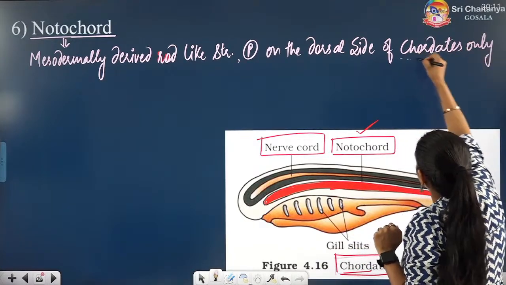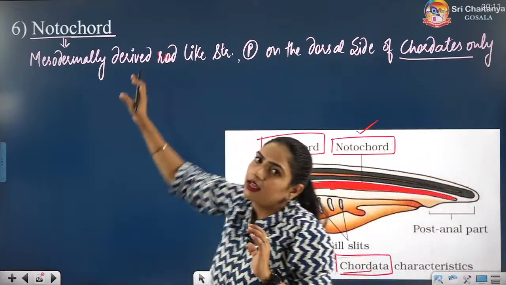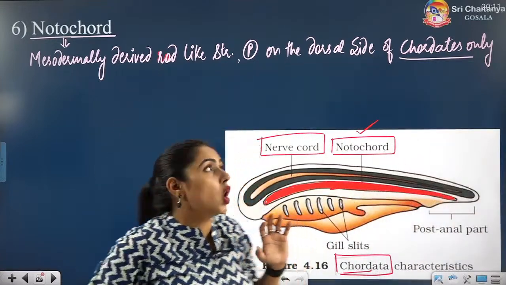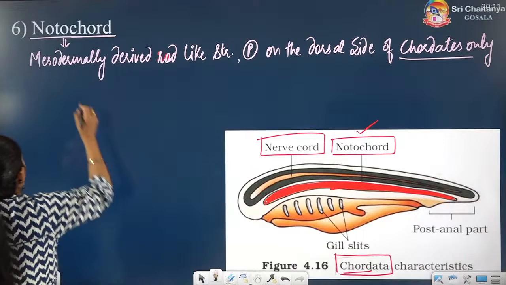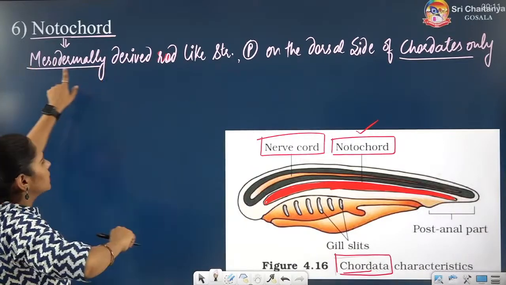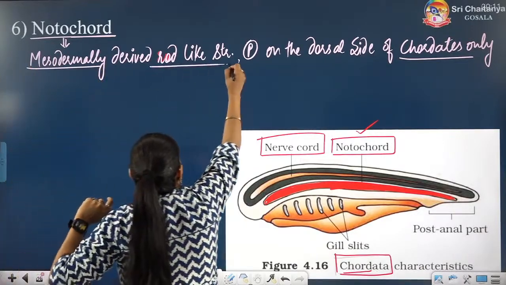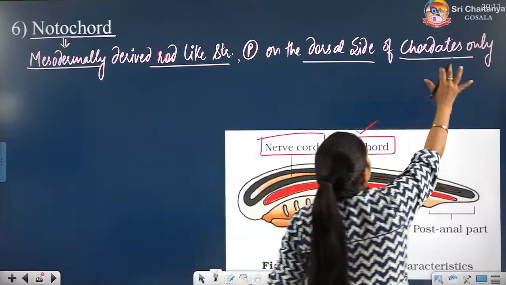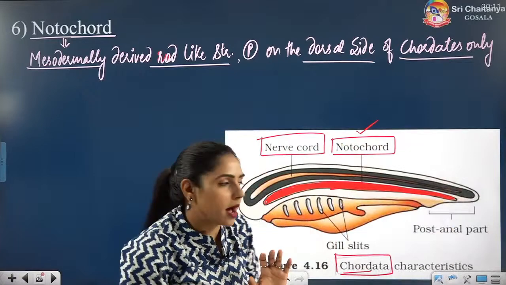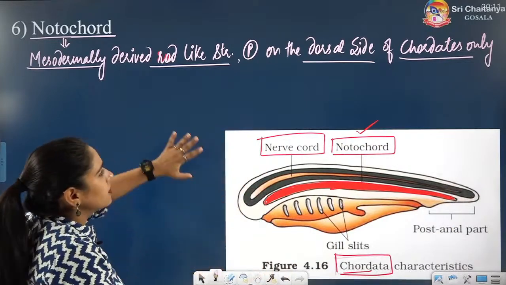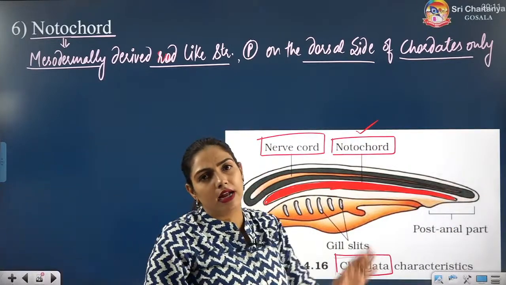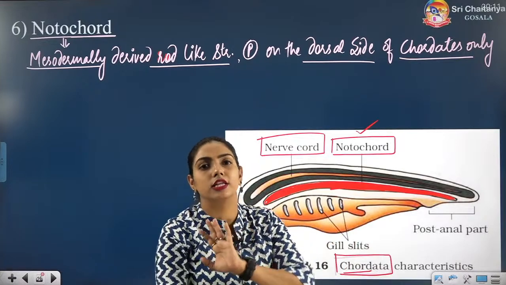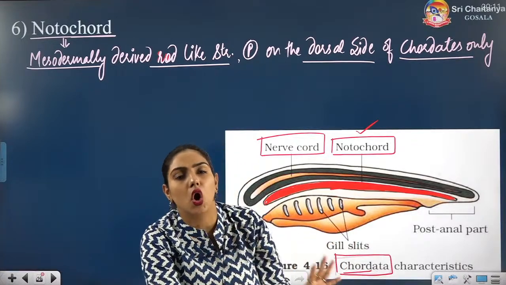So in this single line, I have explained notochord: the origin of notochord is mesodermal, it is a rod-like structure, it is found on the dorsal side and it is found in the phylum Chordata. Alright, so in the rest of the phyla from Porifera till Hemichordata, there is no notochord, they are non-chordates.